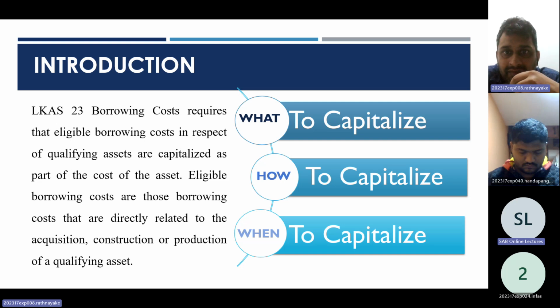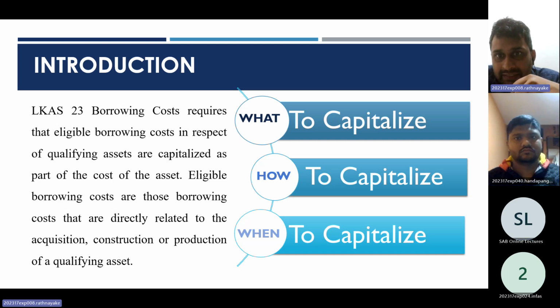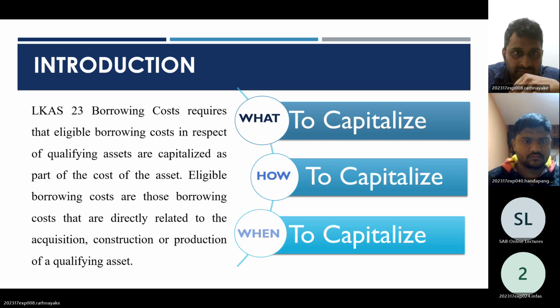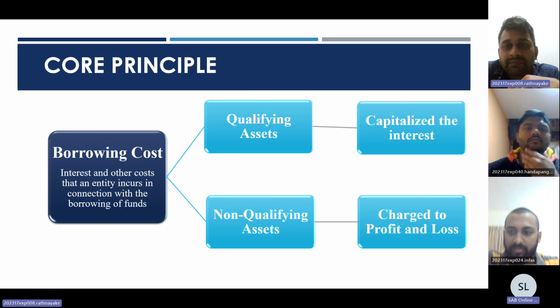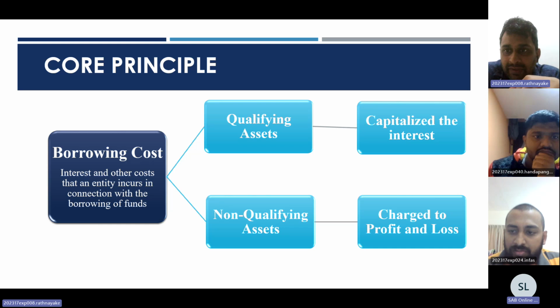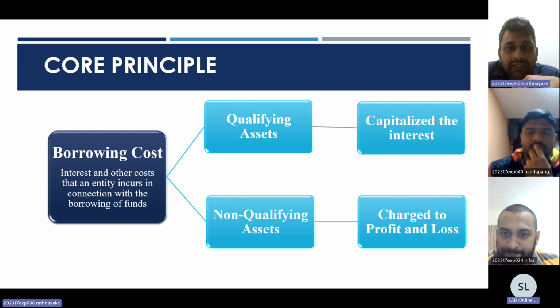Here is a simple introduction of borrowing cost. If a company borrows money to buy or build something significant, the cost of borrowing that money should be part of the total cost of that thing. We only include the borrowing cost that is directly linked to making or acquiring these capital assets. Here we are talking about borrowing costs and how they play a role in the cost of assets, according to LKS 23.